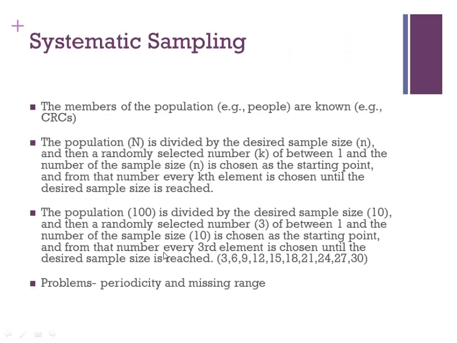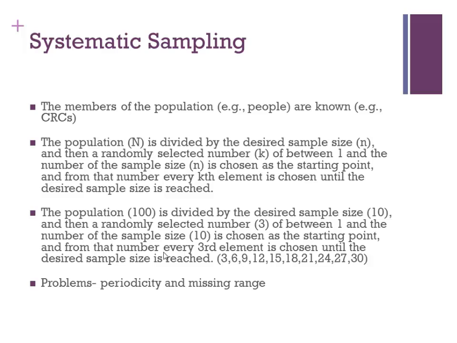First of all, systematic sampling. This can be used when the members of the population are known. So let's say, for example, there are 100 CRCs, Certified Rehabilitation Counselors, in the state of Kentucky. And I can identify them, and I want to sample, let's say, 10 of them. All right? So we could use the systematic sampling approach.